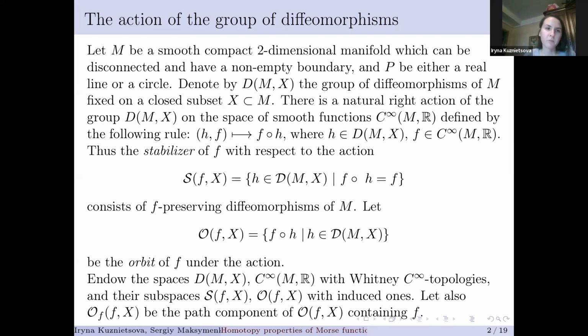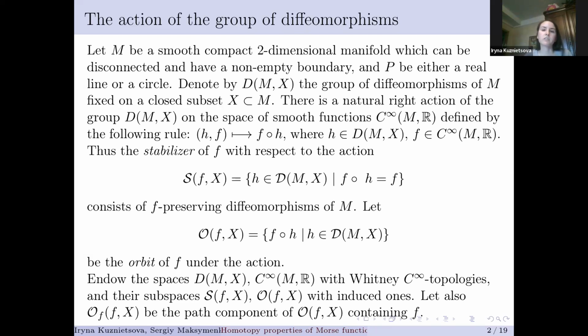So we have M, a smooth compact two-dimensional manifold which can be disconnected and have a non-empty boundary, and P be either a real line or a circle. And we consider D(M, X), the group of diffeomorphisms of M fixed on a closed subset X of M.